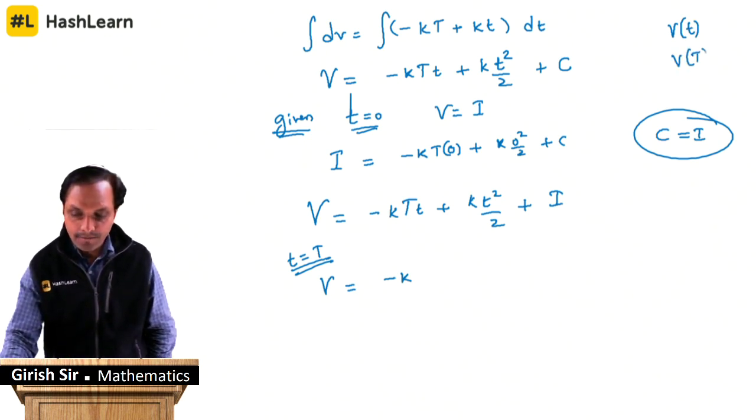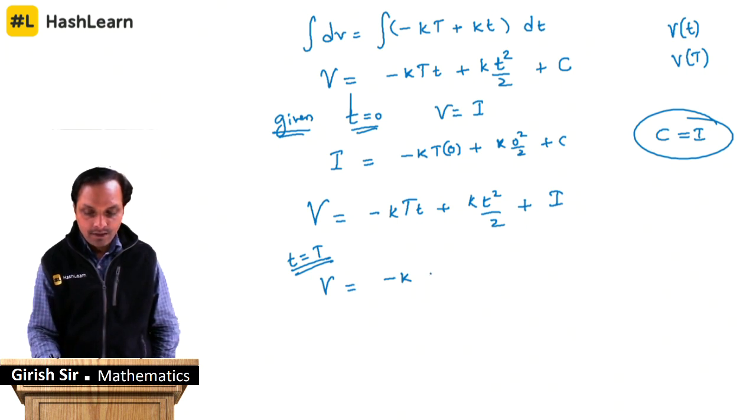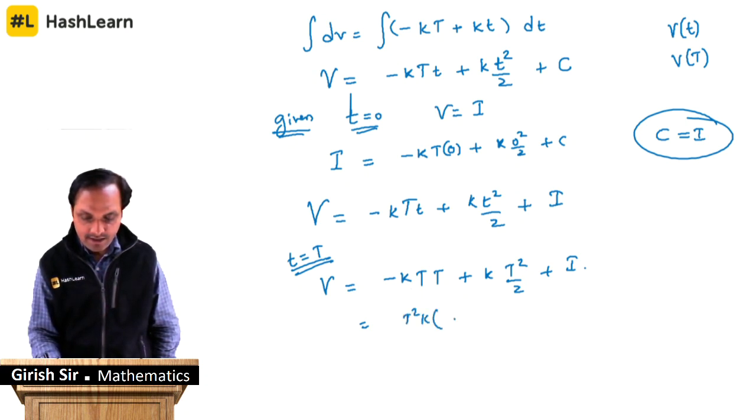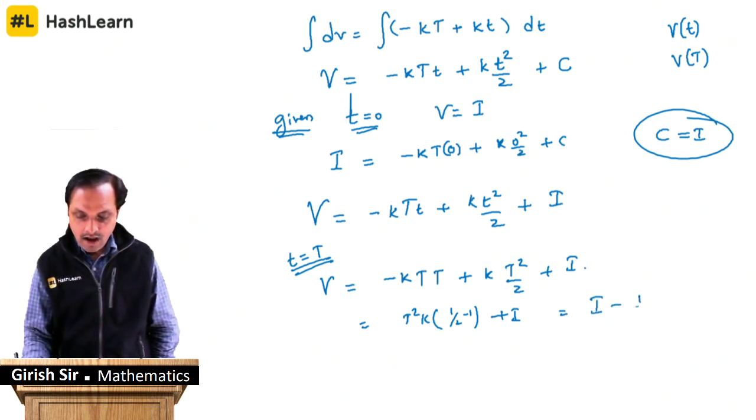We need to find V of T. So put T is equal to T. तो ये हो जाएगा T with T plus small k T square by 2. ये है आपका plus I. And this will give you, you know that if you take t square and k outside, this will become half minus 1 plus I. तो ये हो जाएगा I minus half k t square.